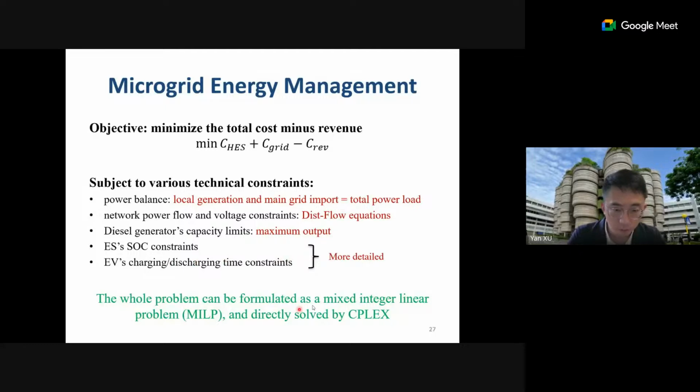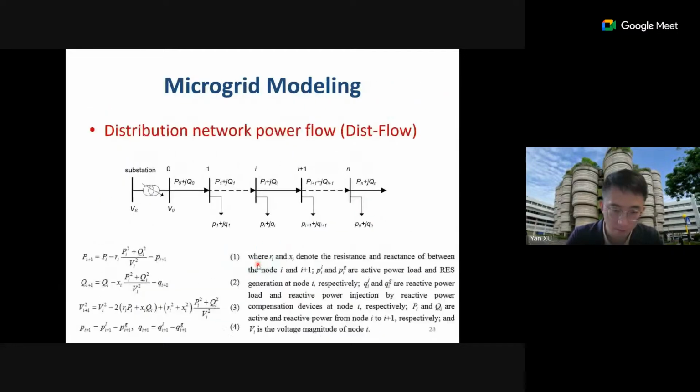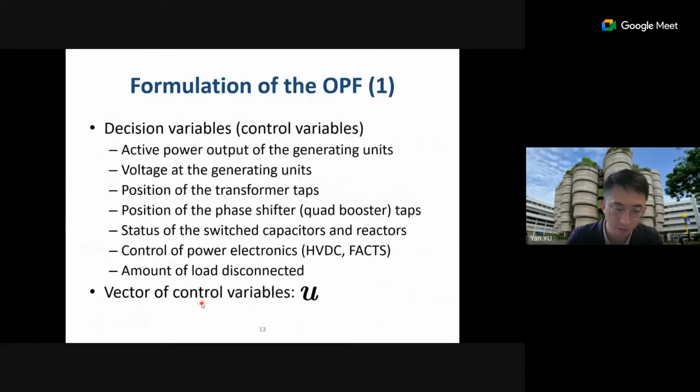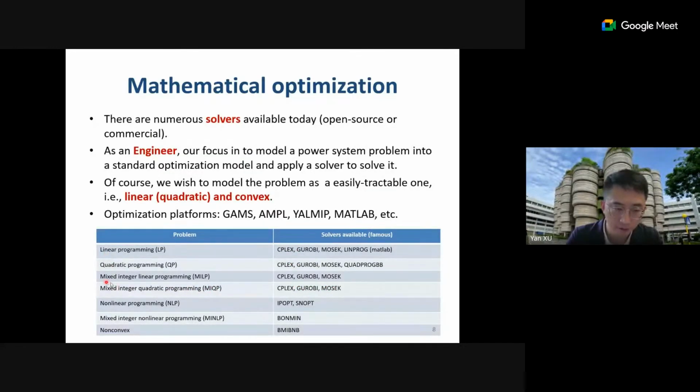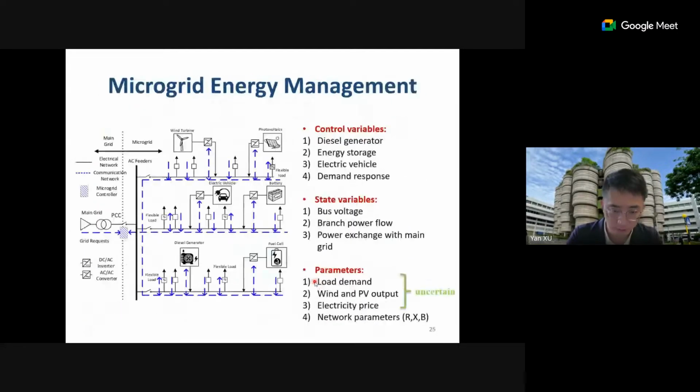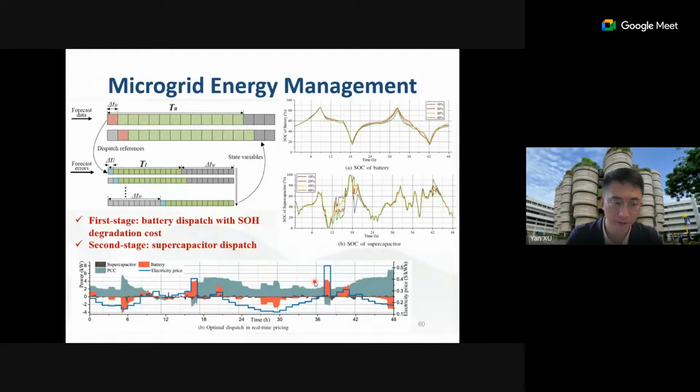And then the whole problem in the end is formulated as a mixed integer linear programming, okay, MILP model. And this model can be directly solved by a lot of available solvers. So here you can see for mixed integer linear programming, we have at least 3 commercial solvers to do it. So in our research, we use Gurobi to solve the whole model, and the model can be quickly solved.